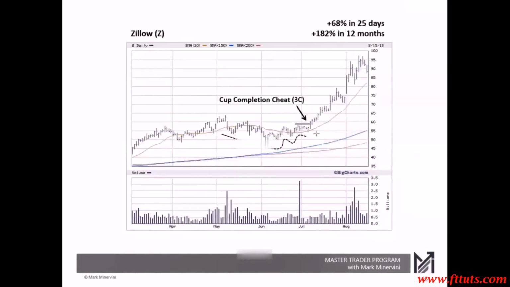So Zillow set up perfect with a 3C. And you see, you don't really get a handle. I mean, you can call this a handle, whatever you want to call them semantically. But we're just looking for buy points on the right side that are volatility contraction patterns. And this set up really nicely, nice and tight here. And you see how efficiently it comes out? Boom, right out. It was up in the first 25 days, up 68%, in 12 months, up 182%. That's the kind of stock that you're looking for.